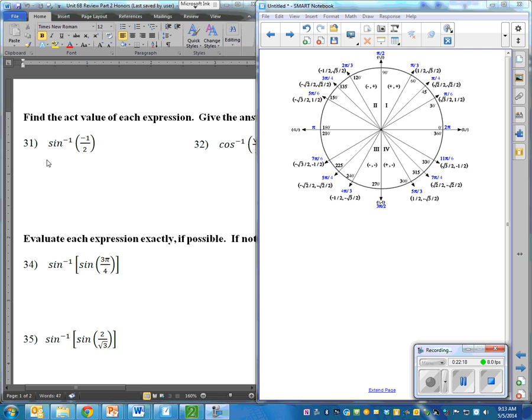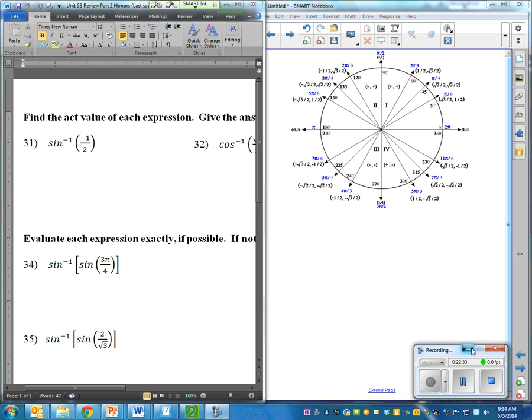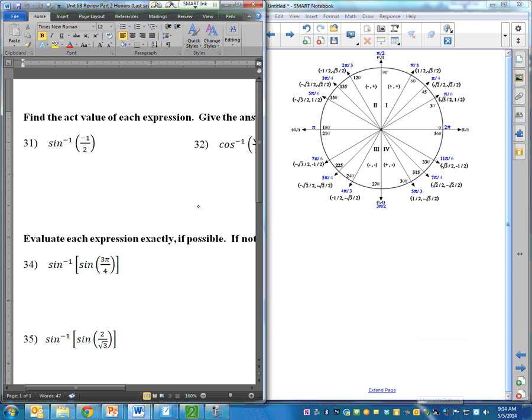Okay, for number 31, we need to find the exact values using inverse sine of negative 1/2. Okay, so if we look at the unit circle, we're saying where is sine negative 1/2? Well, sine is negative 1/2 right here.